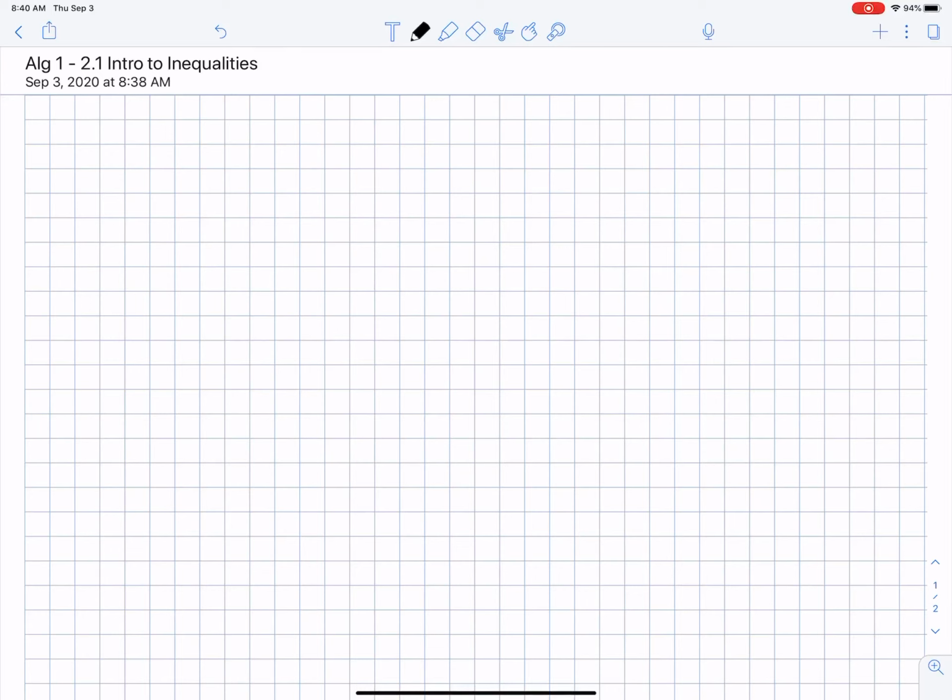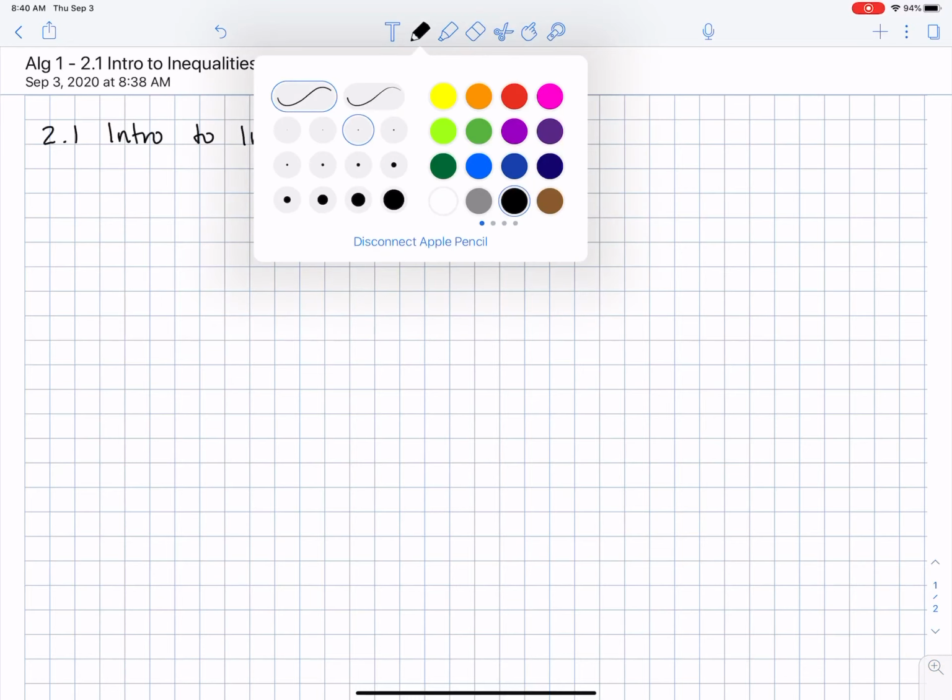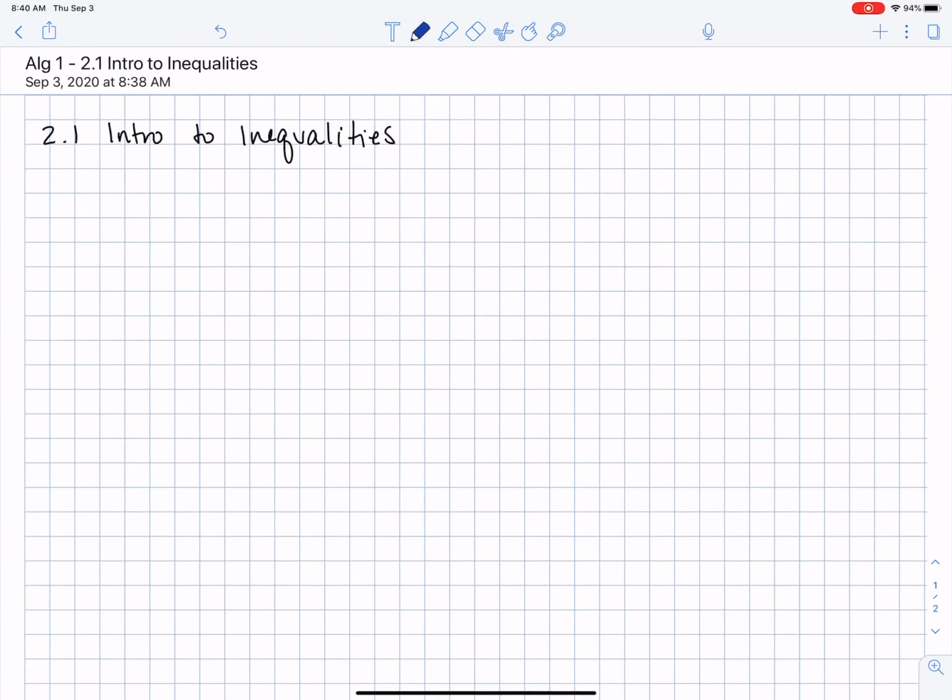Hi, Algebra 1. We are moving on to Chapter 2, Section 1. We're going to go ahead and have an introduction to inequalities. You might know inequalities as those alligator signs, but we're going to give you two examples here.